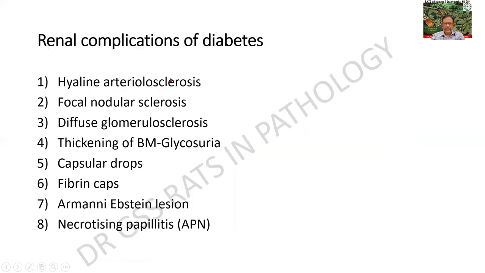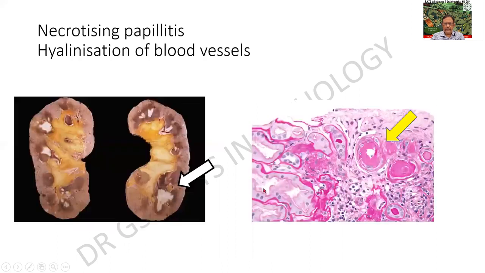Coming to the kidney itself, as I told you earlier, a lot of changes can be formed. Hyaline arteriolosclerosis. I am deliberately repeating these. Focal nodular sclerosis. Diffuse glomerular sclerosis. Thickening of the basement membrane. In spite of the thickening, we find that there is a leakage owing to change in the chemical configuration resulting in glycosuria. Capsular drops, fibrin caps, Armanni-Ebstein lesions, and necrotizing papillitis. Let us see what these are.